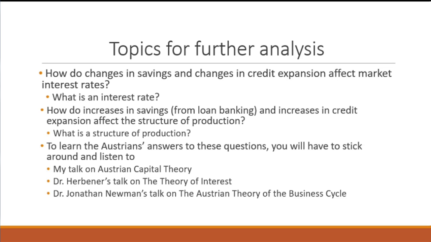So in order to learn the answers to these questions, you're going to have to stick around. You're going to have to listen to my talk on Austrian capital theory, Dr. Herbner's talk on the theory of interest, and Dr. Jonathan Newman's talk on the Austrian theory of the business cycle. So we're going to slowly build up step by step the basic understanding of Austrian economics, right? You go through money, then you go through banking, then we want to see how banks actually affect the economy. We want to describe this economy using the structure of production. We want to describe and define interest rates, and then we want to look at Austrian business cycle theory. Again, this is the step-by-step we're building the edifice of Austrian economics.